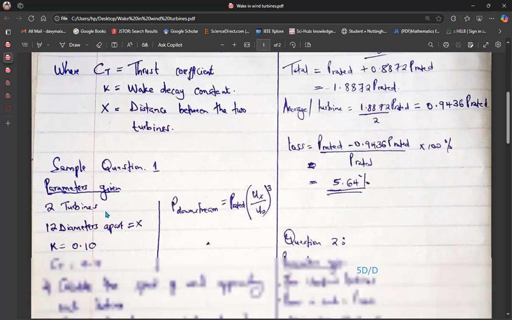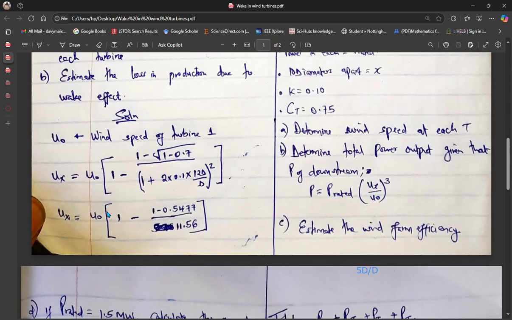So just going to the calculation. We have the speed in the second turbine being given by U0 as in the formula, and then 1 minus, and then here, let me show you. This 0.7, this is our K. No, this is our CT. And we have our K here. This is 0.1. And now notice the diameters I said. We have X, which is 12D, and then we divide by D.